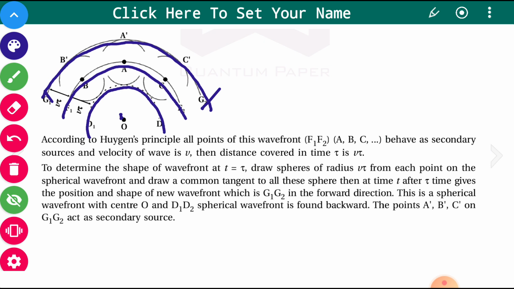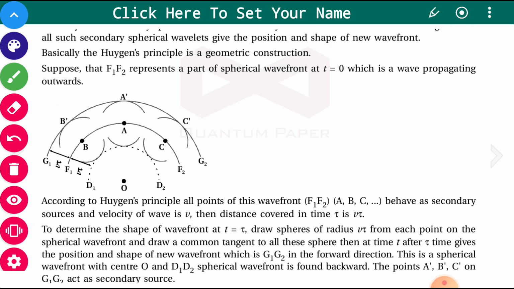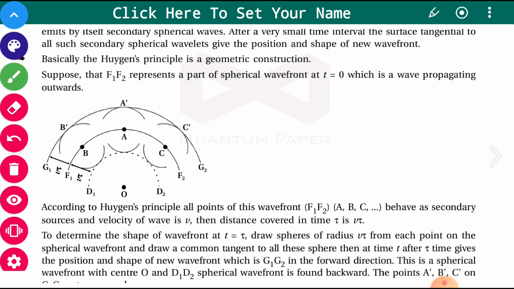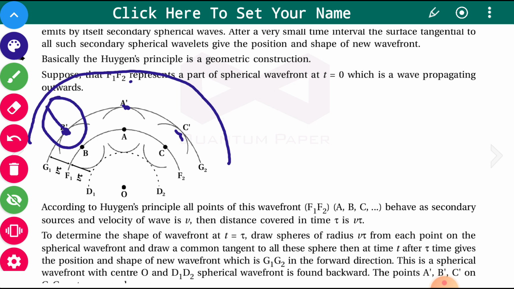The points A prime, B prime, C prime on G1, G2 again will act as secondary sources, and they will again start oscillating. After time tau, you again take the centers as b prime, a prime, c prime, keep the same radius, and draw circles this way. You will get the new wavefront in this direction, say for example E1, E2.